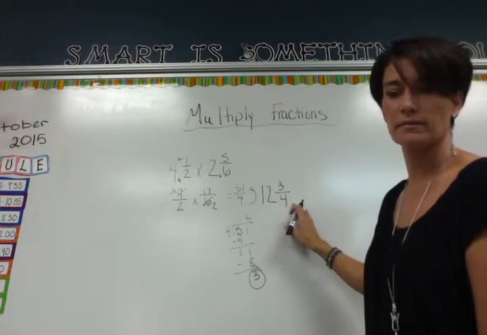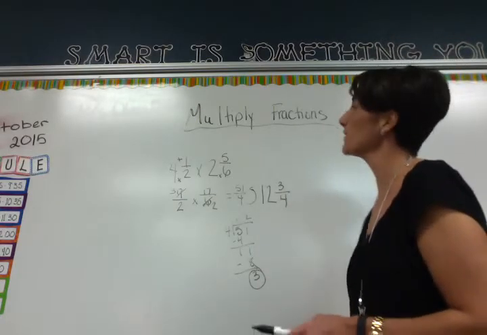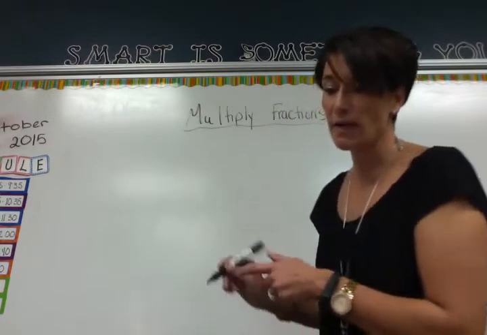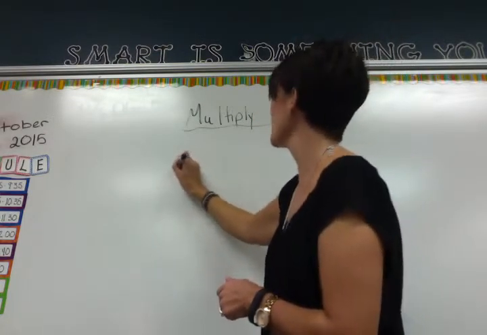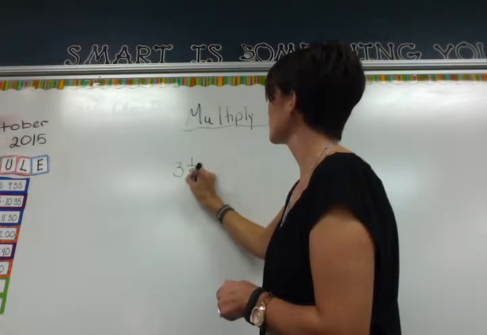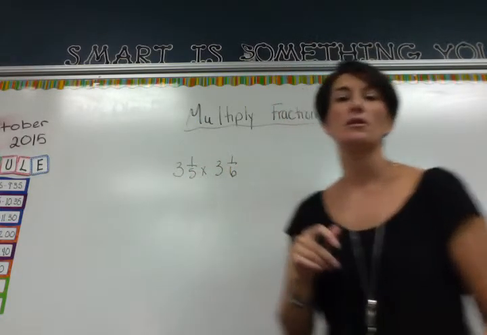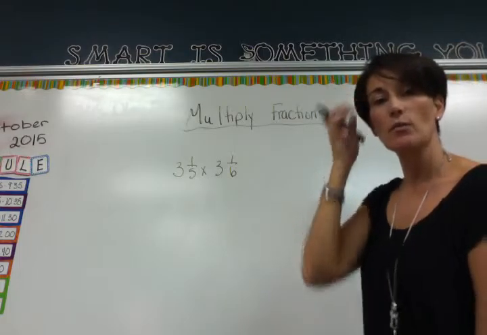All right, I'm going to try one, and you go ahead and do it a little bit slower. This will be our last one for this video. All right, so our last problem, let's try 3 1/5 times 3 1/6. So remember, the first thing you have to do is change it into an improper fraction.